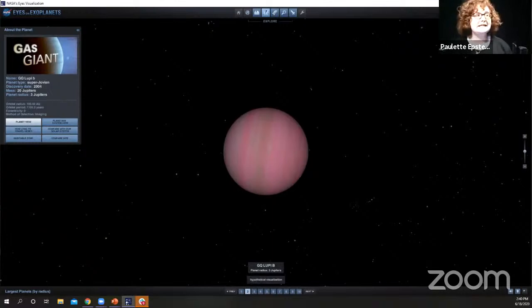Now, you might notice that these planets that we're looking at have art associated with them. This is a hypothetical visualization. We don't actually know what these exoplanets look like, but we can guess. And these are some artist renditions of what they look like.